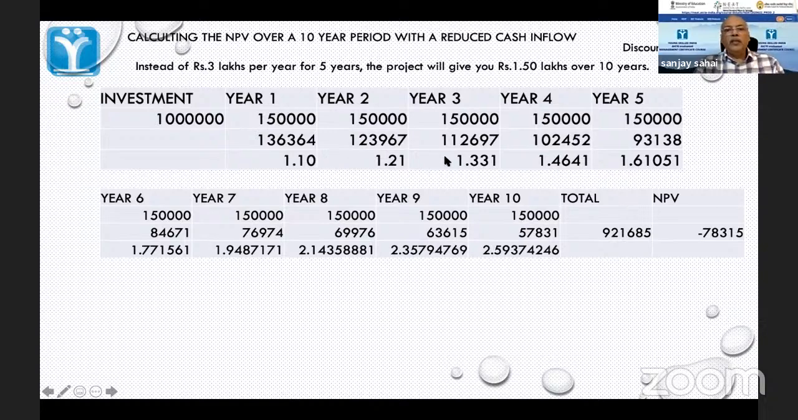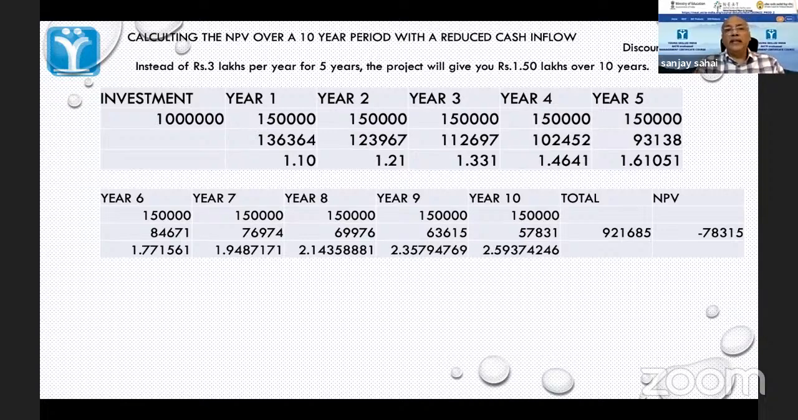I've done this manually here. So what I find is that the total amount I receive, discounted, I've received 15 lakhs, but discounted in terms of the times when they were received, I get a total present value of 9,21,685.